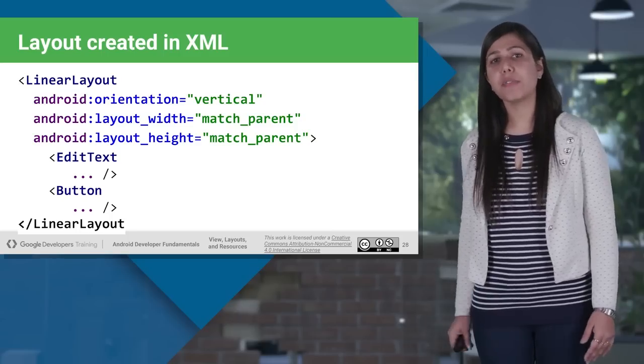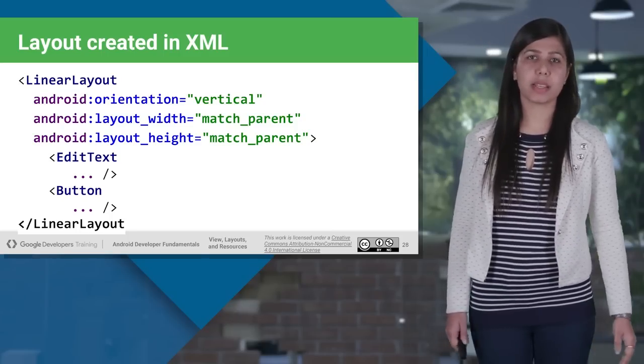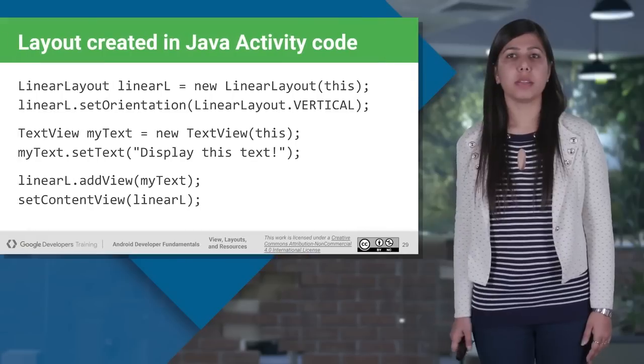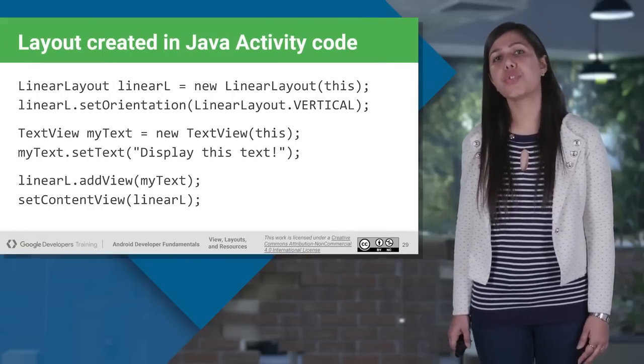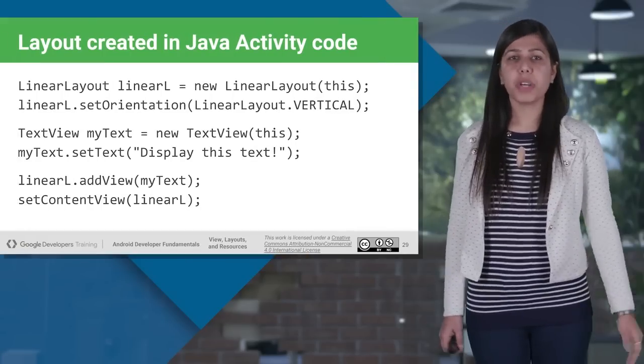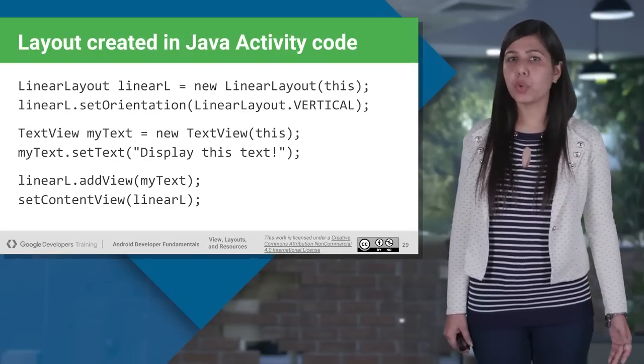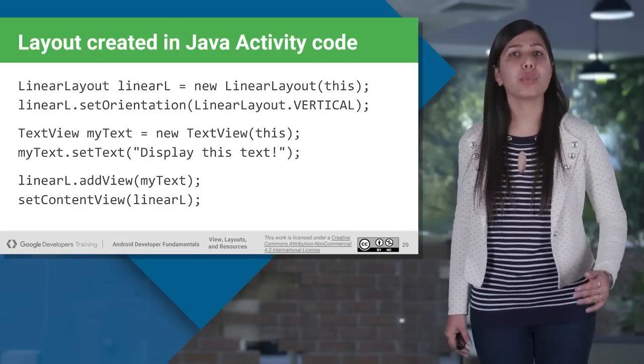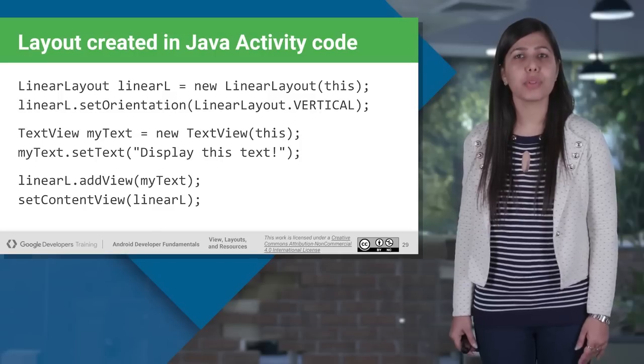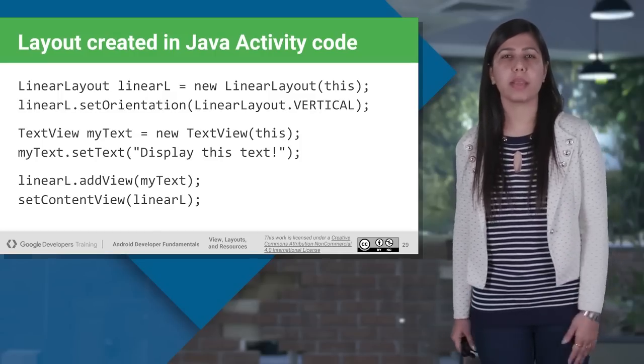So after containing the views inside it, we close the tag in XML. This is how we represent it in Java code. First, we define an object for the linear layout. Now, as I have told you, we also have to set an orientation for the linear layout. We set it this way.